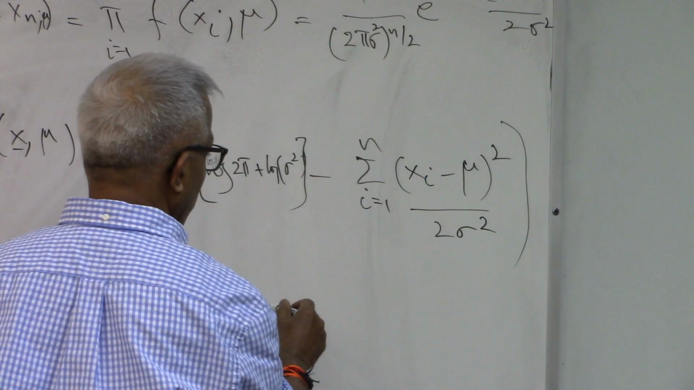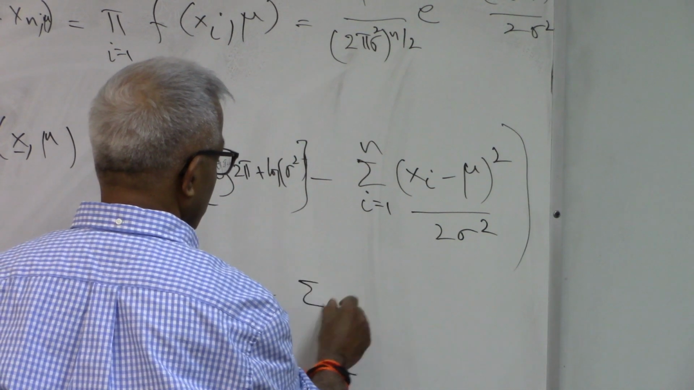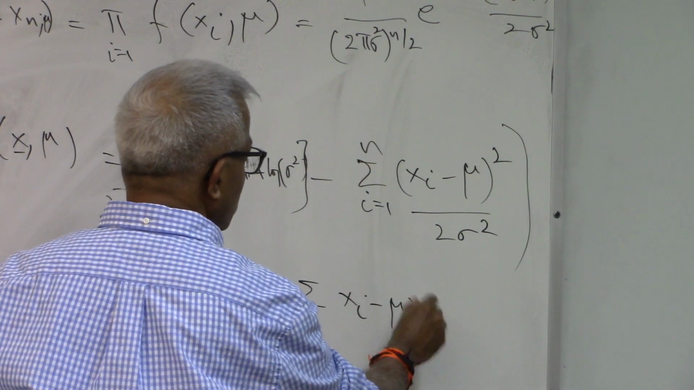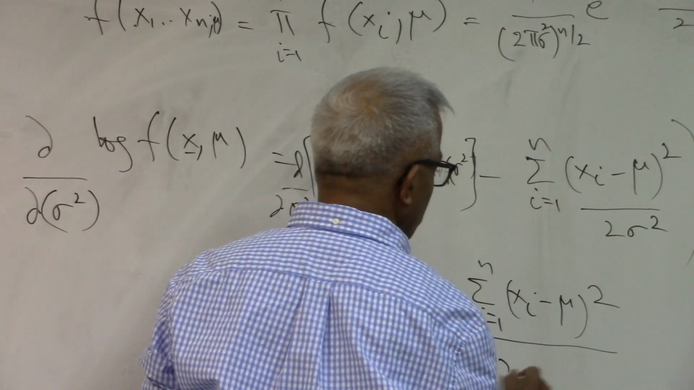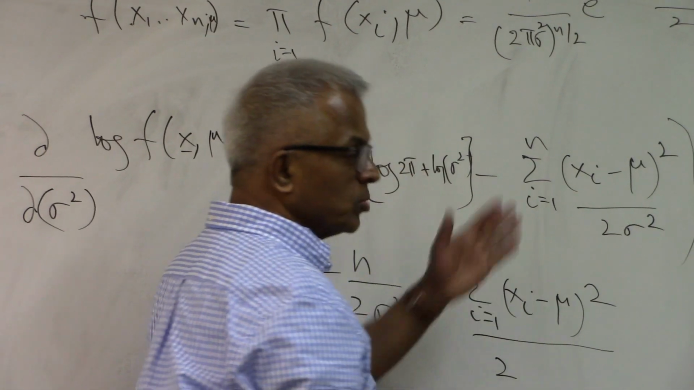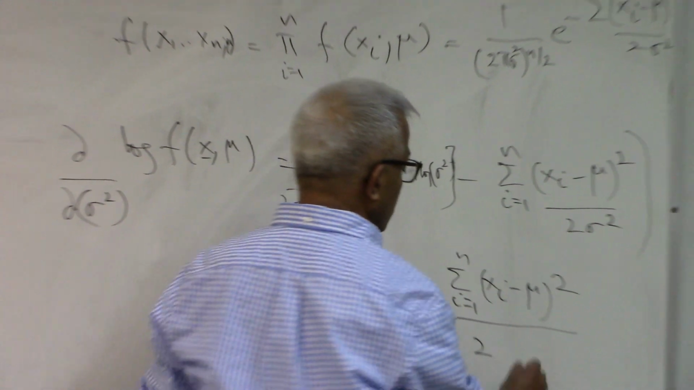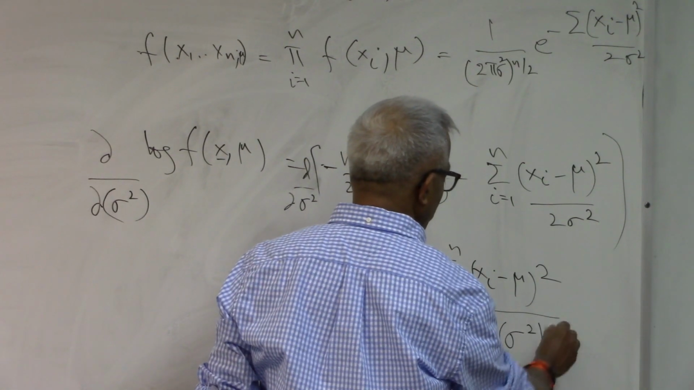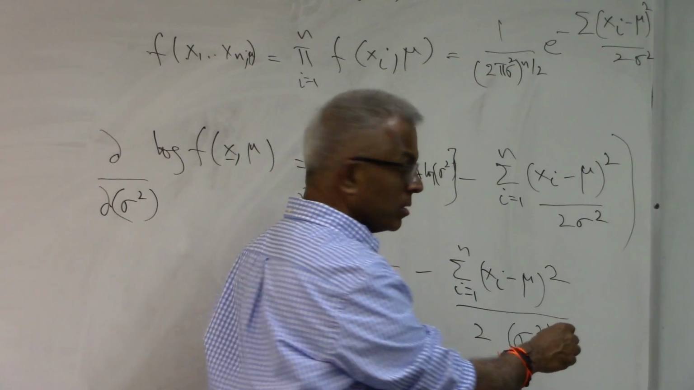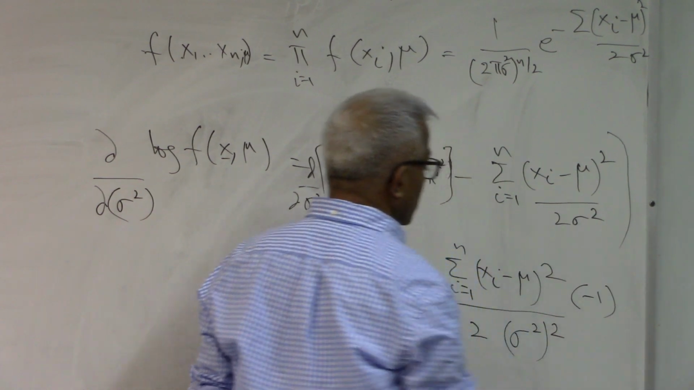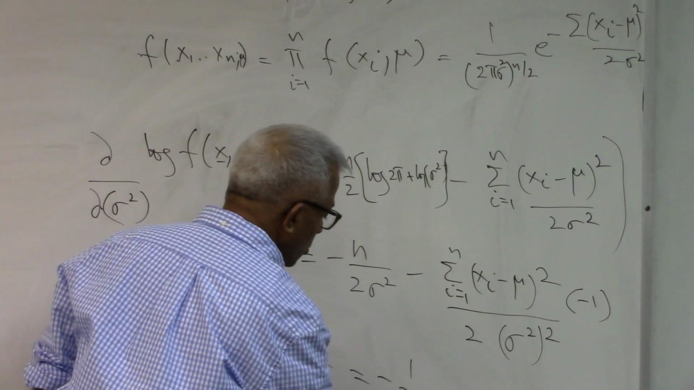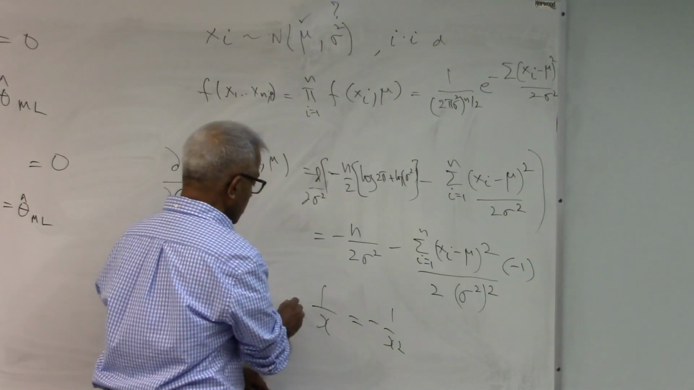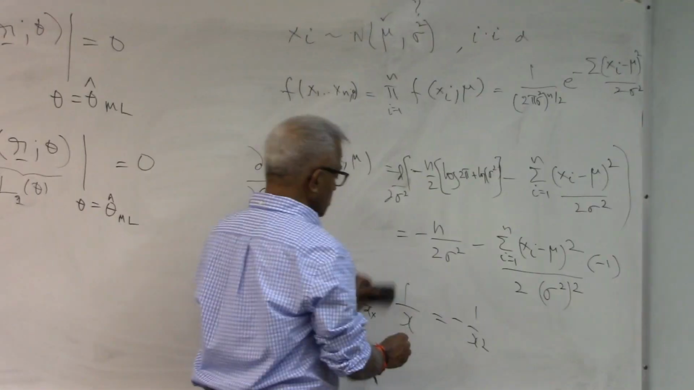Anyone? These are all constants, so that stays like this. So this becomes 2 sigma squared, that's 1 over sigma squared, so sigma squared squared, minus 1. What is the derivative of 1 over x? Minus 1 over x squared, isn't it? dy by dx. So that's what I wrote there.